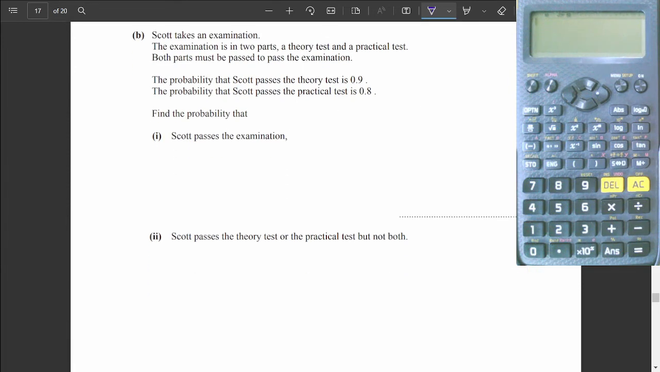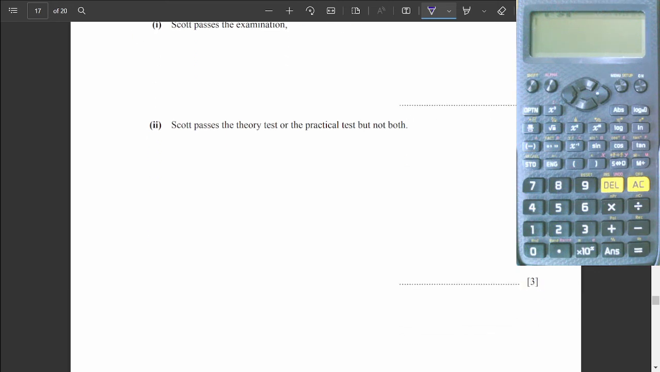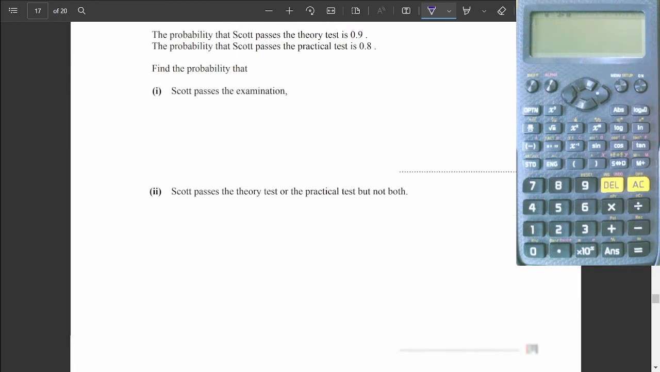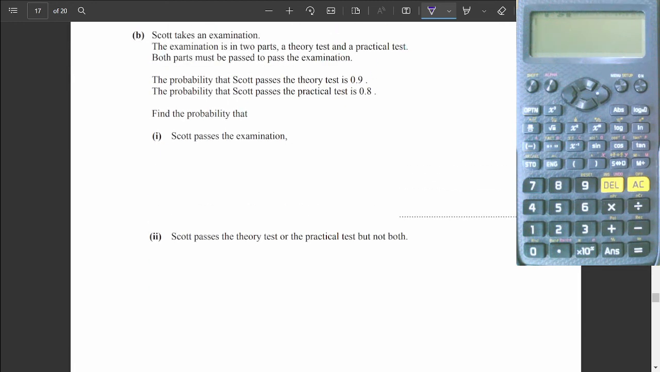Question B, Scott. Hello, Scott. Takes an examination. The examination is in 2 parts, theory and practical. Both parts must be passed to pass the examination. Now, this is one of those questions where the best thing to do is a tree diagram. Okay, so think about it. There's 2 tests. There's the theory test. We'll make that a T. And there's the practical. We'll make that a B.